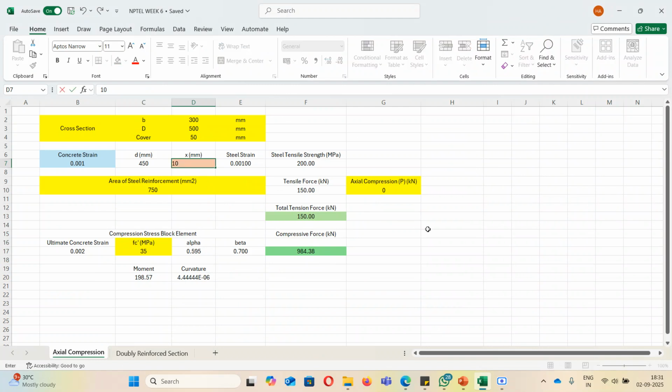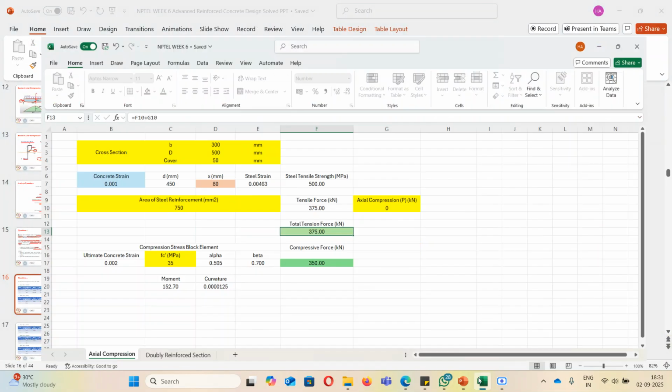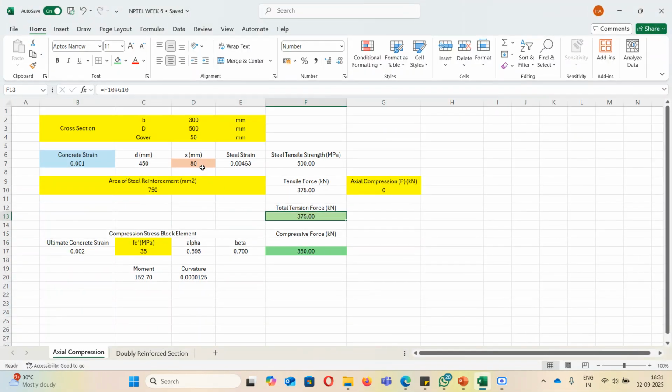So I will directly go to 100 this time. At 100 also, you can see compression force is more than the tension force. So I will decrease it further to 80. However, at 80, you can see compression force is now lower than the tension force. So I will increase the value of x. I will set it at 85. At 85, you can see we are getting close, but still compression force is less than the tension force.